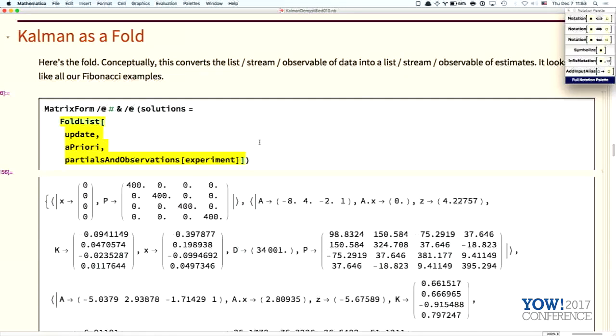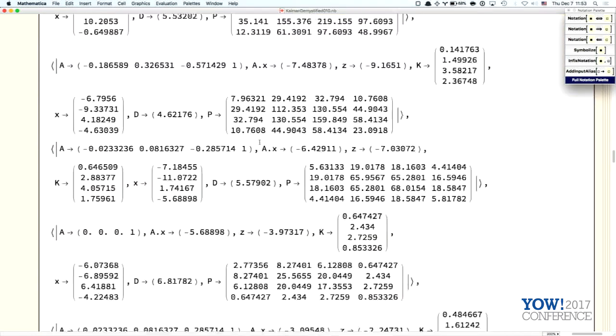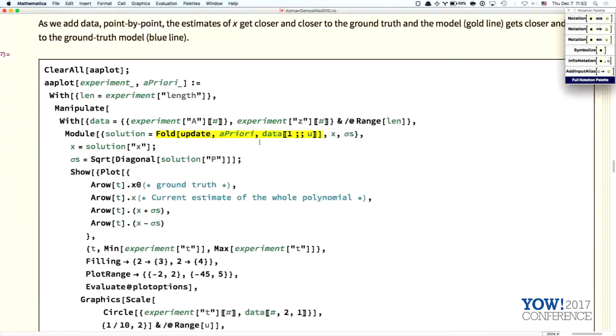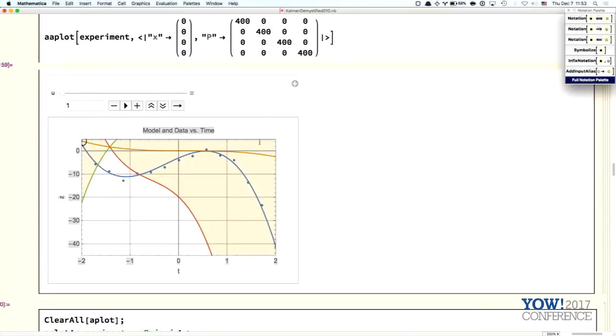Here I'm doing fold list of this function update. The function update is the one I showed you above, which is applying the Kalman equations to this a priori matrix that I showed you before, zeros and 400s. I don't know anything to start with, and partials and observations from my experiment. This is the entire expression of the whole thing. We do it over and over and over again. So that's showing you fold.